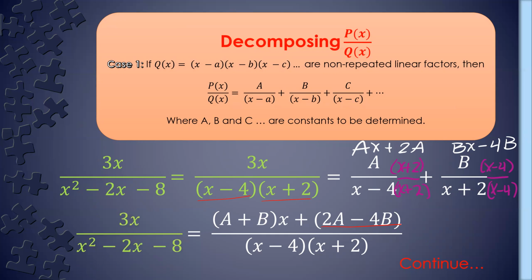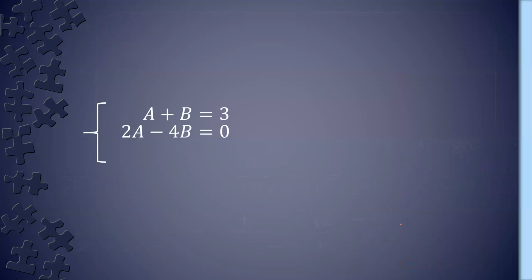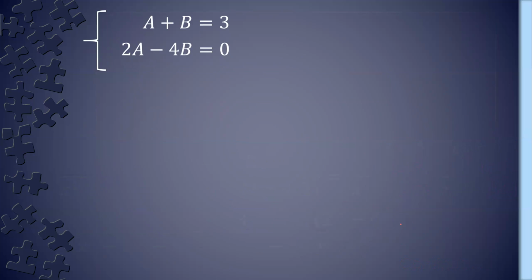Now, if we were to match that to our original fraction, then a plus b has to be 3. And then my constant, 2a minus 4b, what would that be? Well, 3x is 3x plus 0. Therefore, 2a minus 4b has to be 0. So we have the system of equations: a plus b equals 3, and 2a minus 4b equals 0.